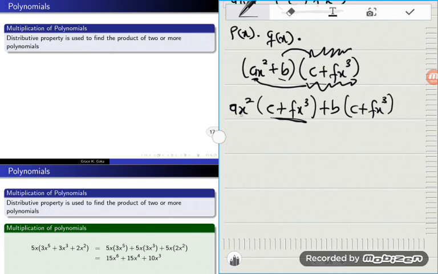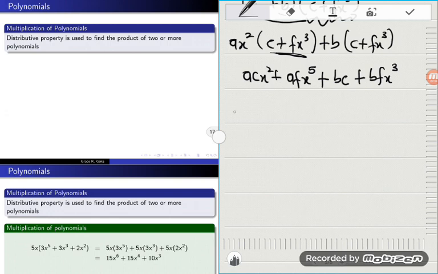Now we have ax squared times c, that will give us acx squared. Then ax squared times fx to the power 3 will give us afx to the power 5, plus b times c will give us bc. B times fx to the power 3 will give us bfx to the power 3.